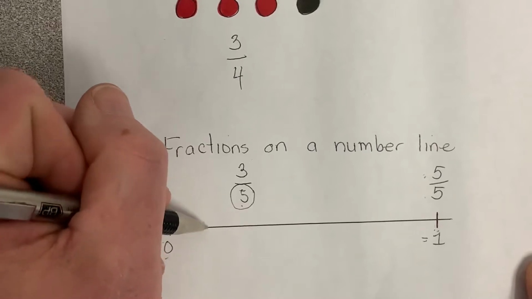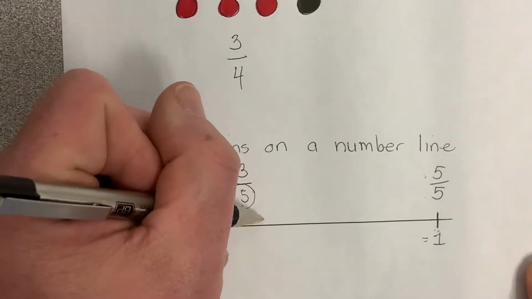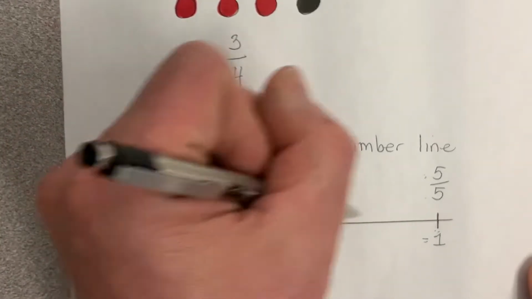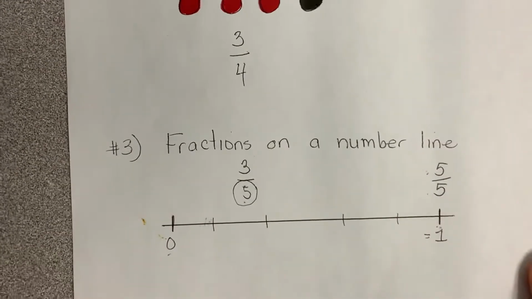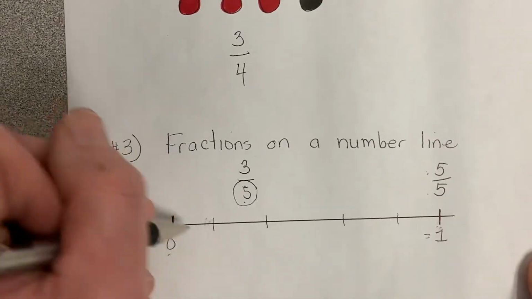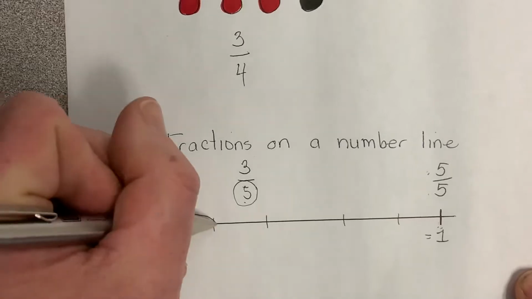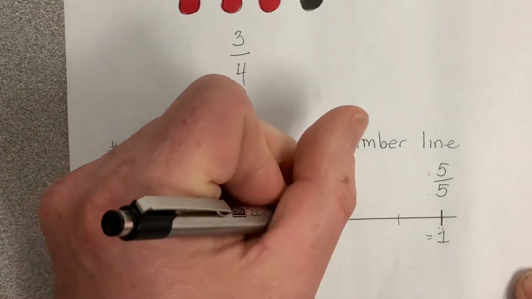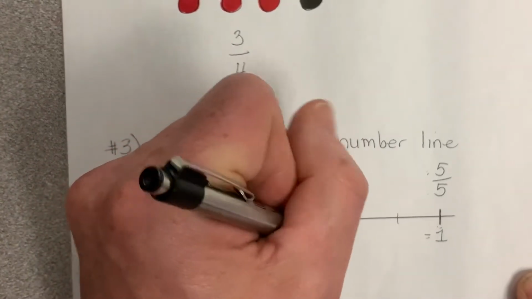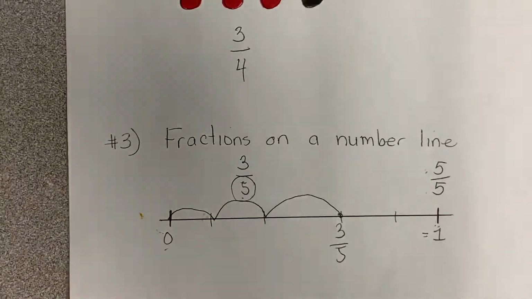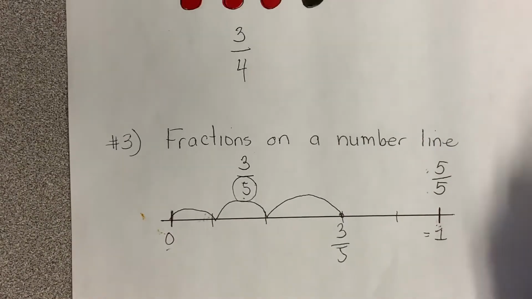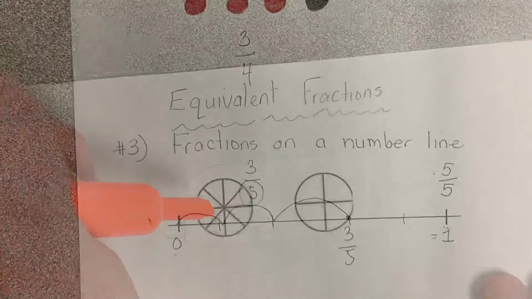So if I'm showing 3/5, there's 1/5, 2, 3, 4. It's not exactly equal, but we talked about how they should be equally apart. 1, 2, 3, there's our 3/5, and that's how we would show that. So those are the 3 main ways we looked at representing fractions.